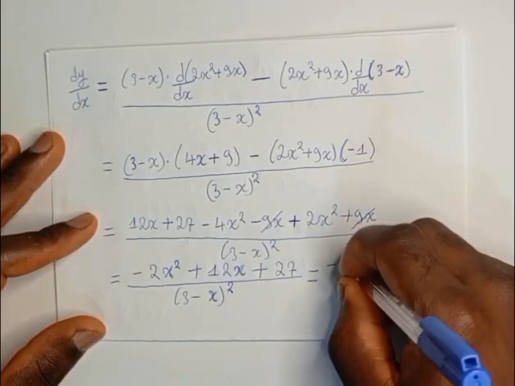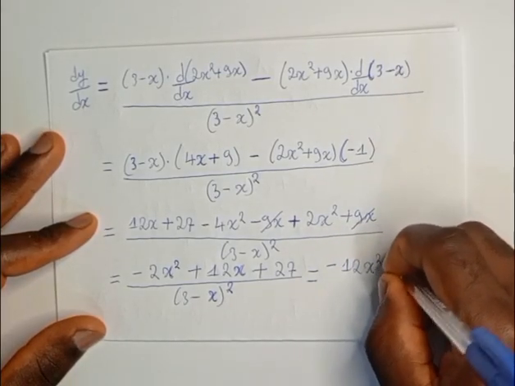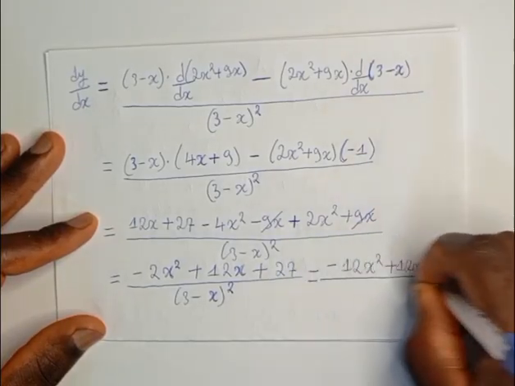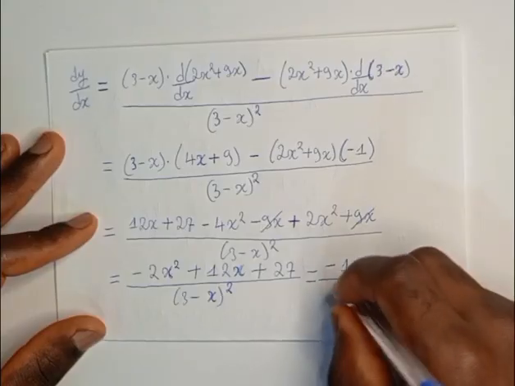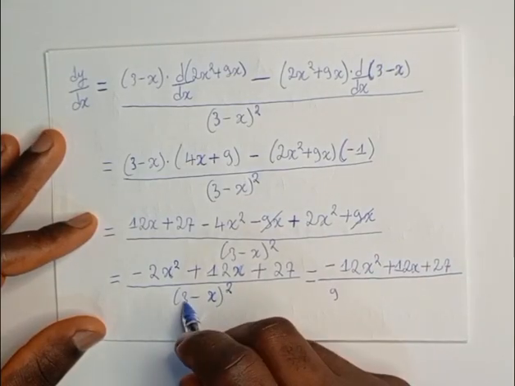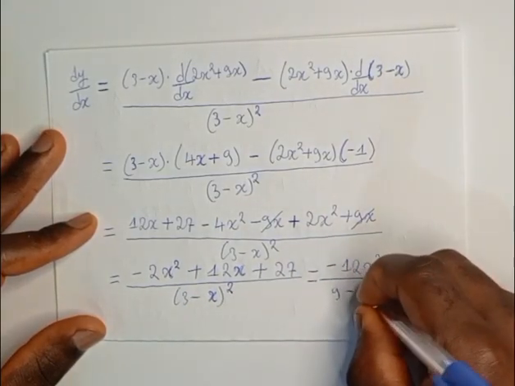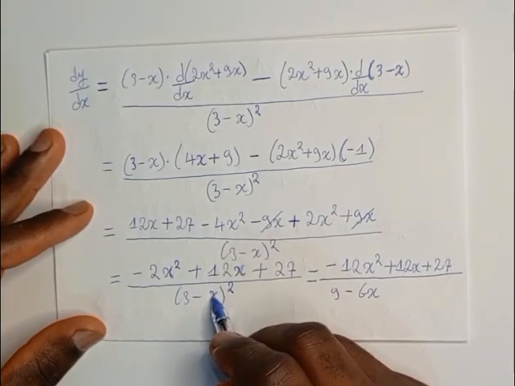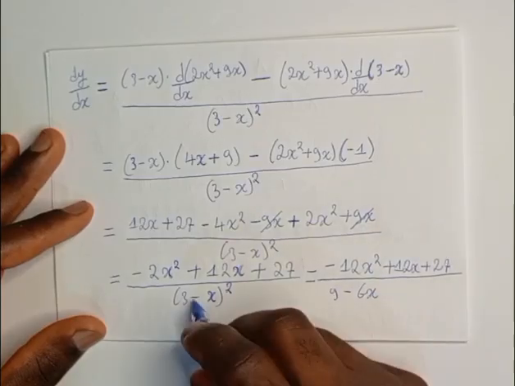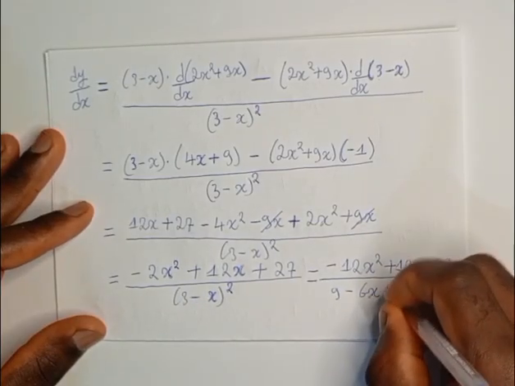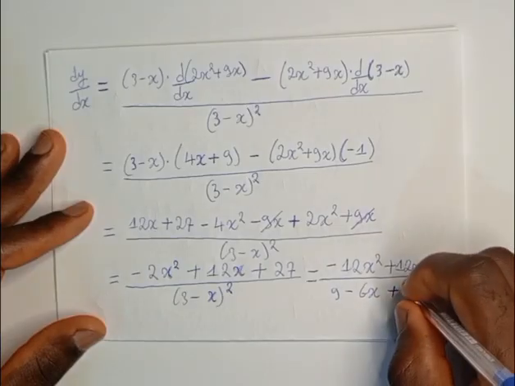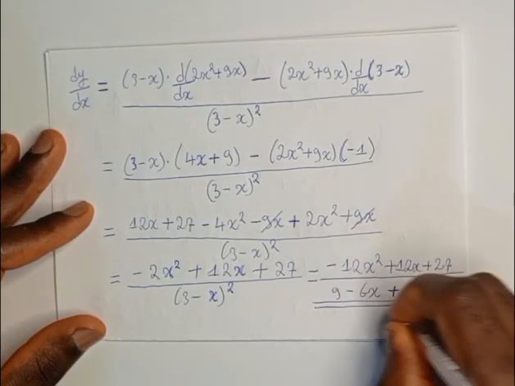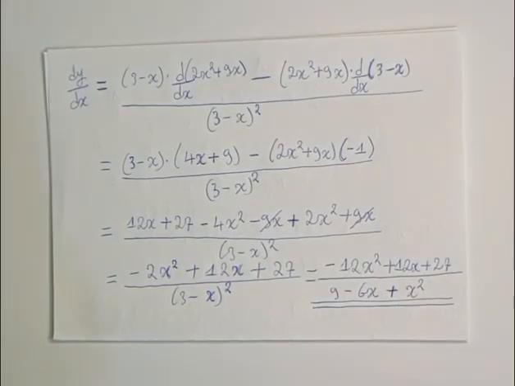as negative 2x squared plus 12x plus 27 all over, expanding the denominator, 3 squared gives us 9, 2 times 3 times negative x gives us negative 6x, plus negative x squared gives us x squared. This is another way of expressing the derivative.